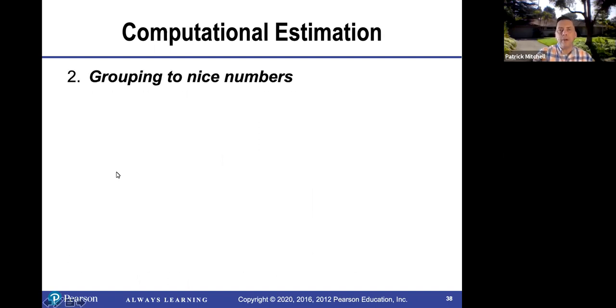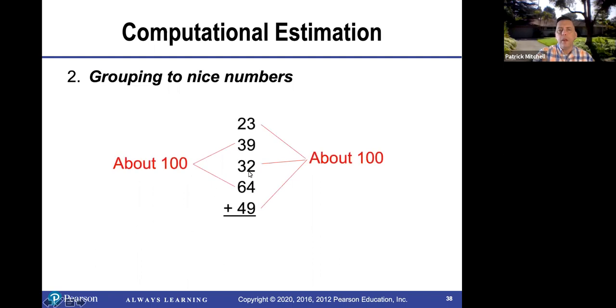Grouping to nice numbers. So here I'm trying to add a whole bunch of numbers together. So you just look for numbers that approximately add up to nice numbers. So for example, 39 plus 64 is about 100. 23 plus 32 plus 49 is about 100. So this sum is approximately 200.